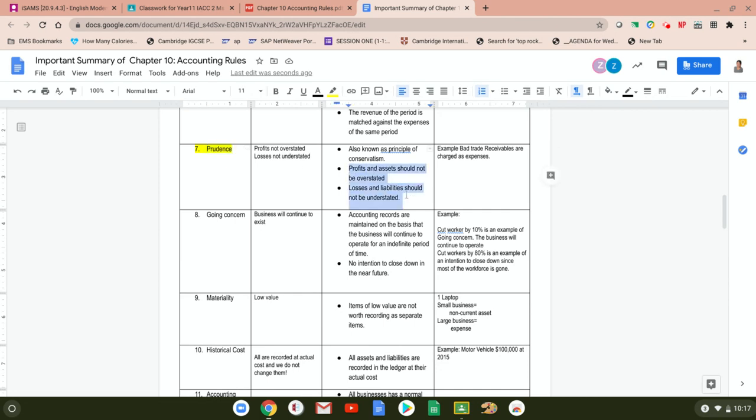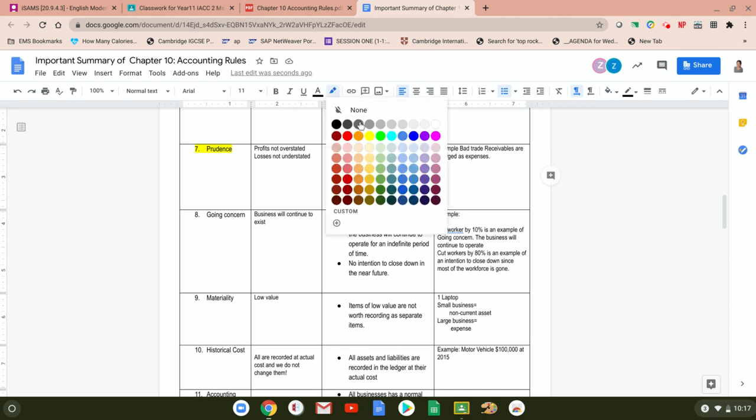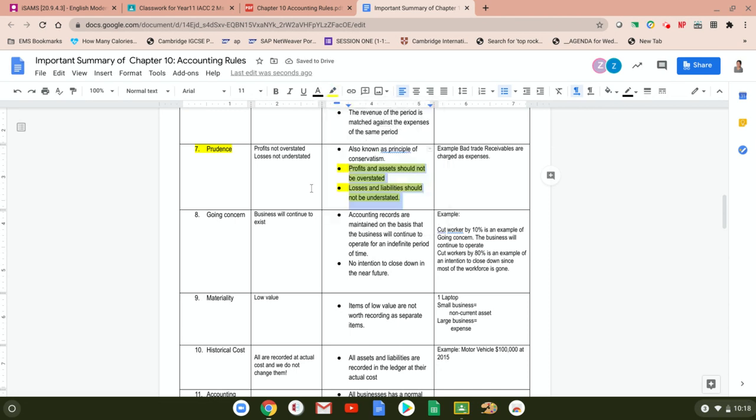I'm going to highlight it. It is also known as the principle of conservatism. If you think about it, the word conservative means, like, we conserve water, we conserve energy, we don't waste energy, we don't waste resources. So in accounting, we are conservative. We don't record income unless we really have earned it. We don't overstate. You don't put in your books, oh, my asset is 1 million, when in fact it's only 300,000. All right.